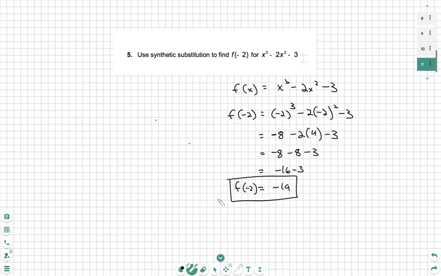And that is how we do synthetic substitution and find f of negative 2 given that function.